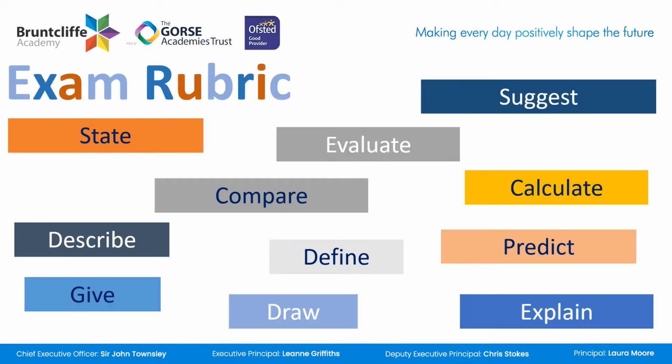There is a significant number of words used in science. We call this exam rubric. We are going to go through some following slides which will go over exactly what these words mean for science answers. So for example, evaluate, compare, describe, explain. All of these we will go through to ensure that you understand what they mean and how to answer the question and how to gain maximum marks for this type of question.